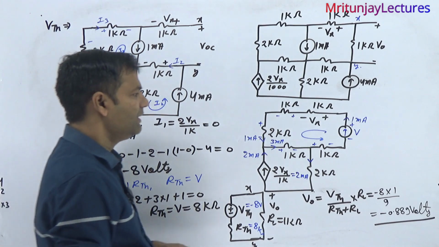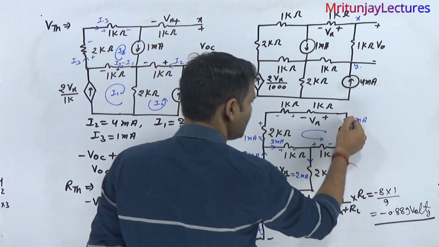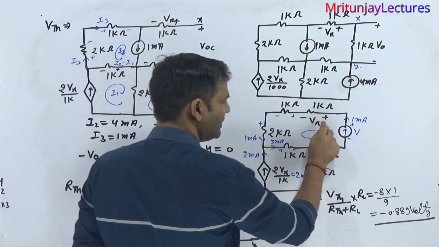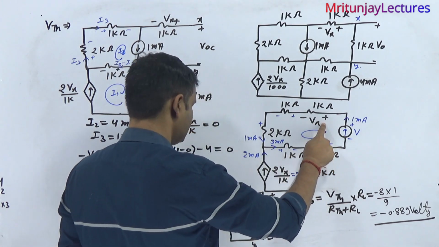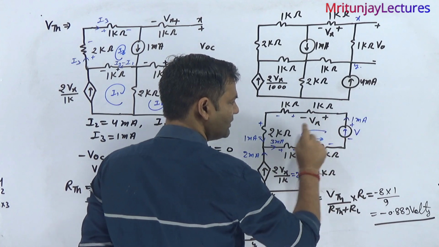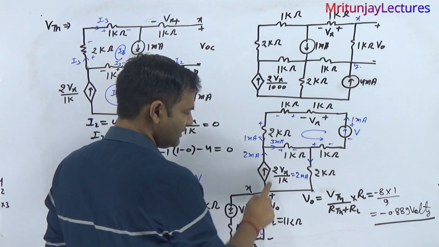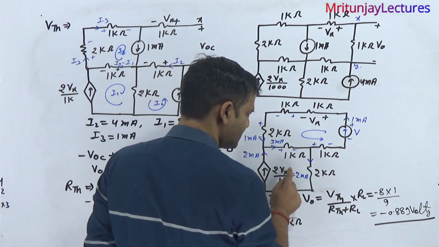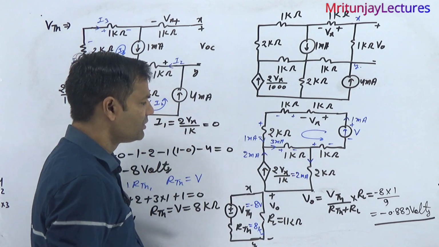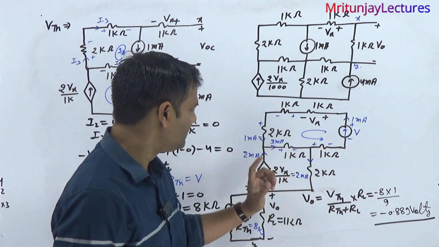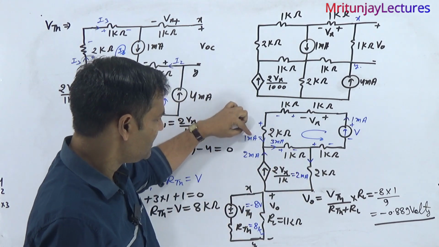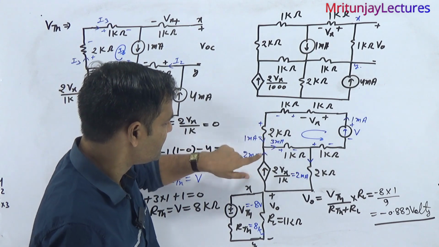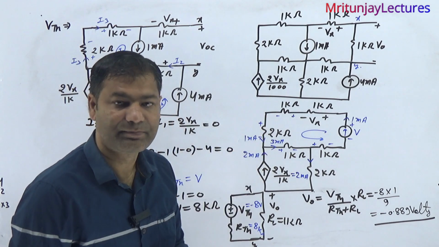So here 1 milliampere current is passing through, and clear. So what about Vx? Vx is written as 1 into 1, that is 1 volt. If you put this value, 2 into 1 divided by 1k, we get 2 milliampere. So here 2 milliampere, here 2 milliampere, and here we get 1 milliampere. So what about the current in this branch? 2 plus 1, that is 3 milliampere.